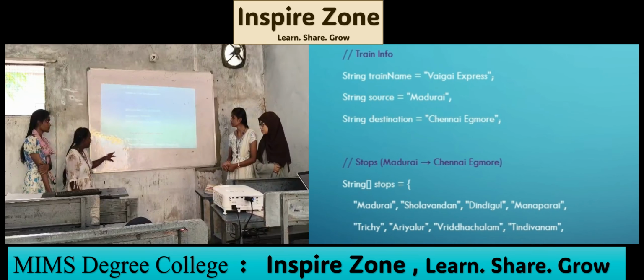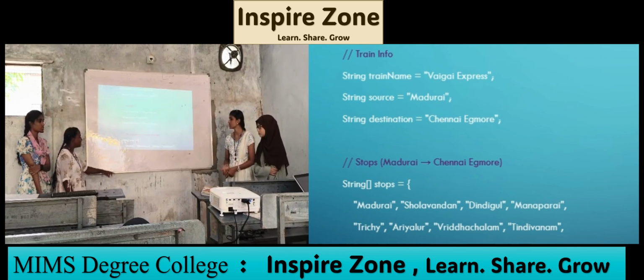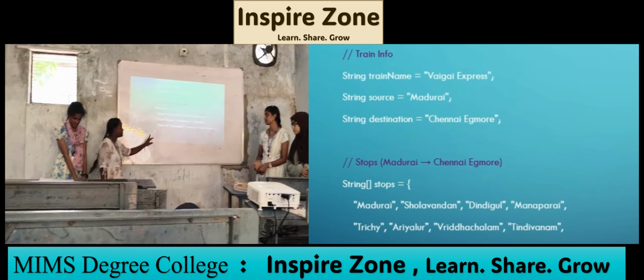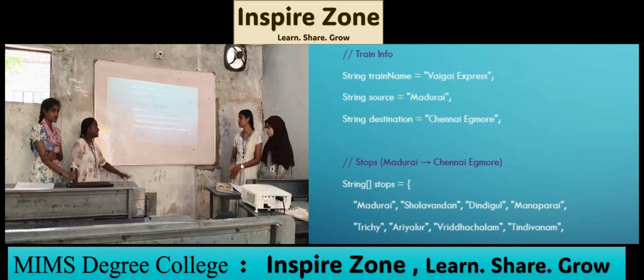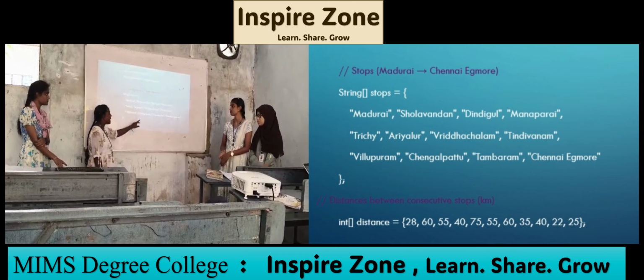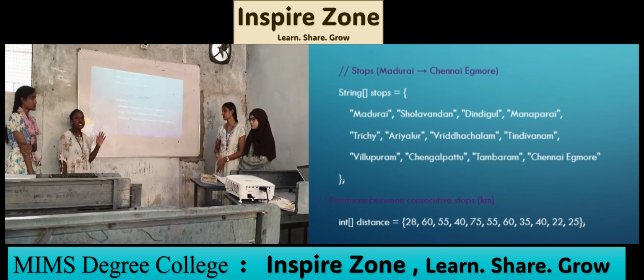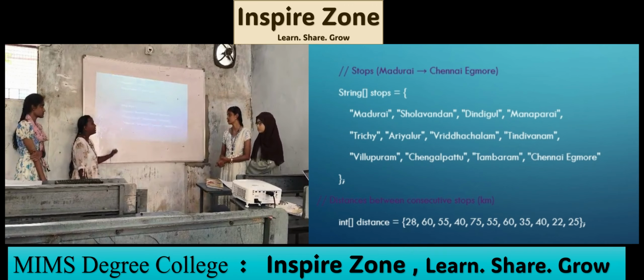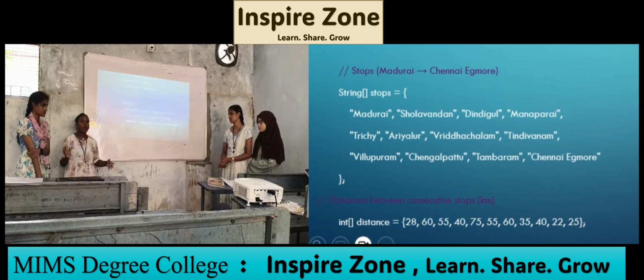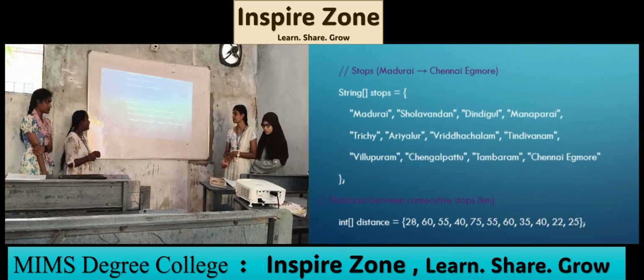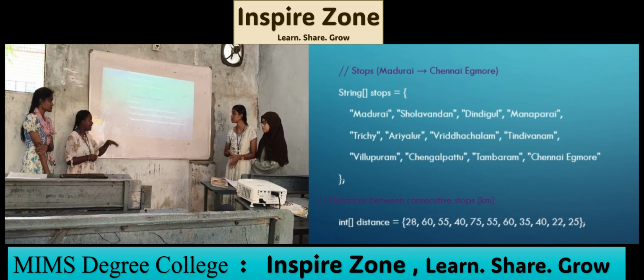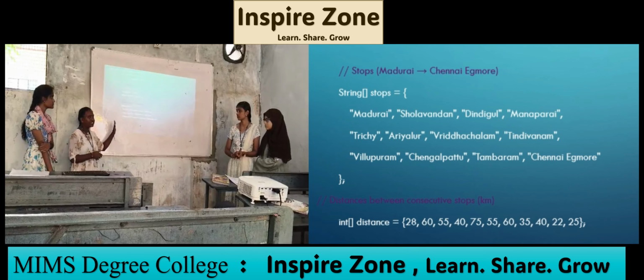And we also give the stops of the Madurai Vaigai Express from Madurai to Chennai. These are the stops. And also we give the distance between each stop to calculate the fare and the distance. So this is the first part of the code.